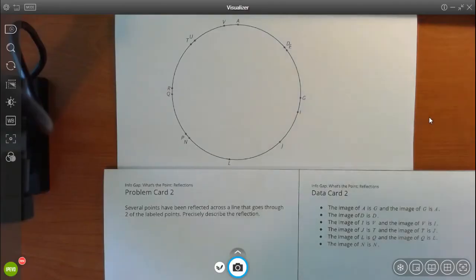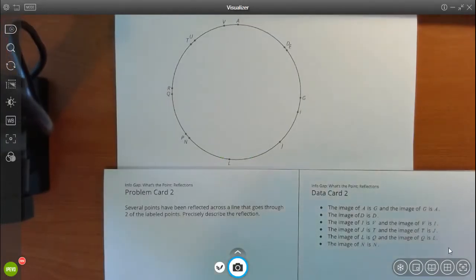We are now working on problem card number 2 of this same part of the lesson. In this one, we are looking for some similar things, but this problem says several points have been reflected across a line that goes through 2 of the labeled points. Precisely describe the reflection.